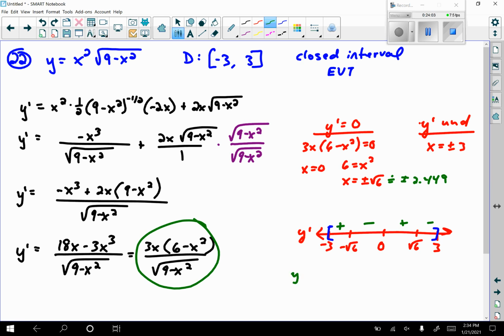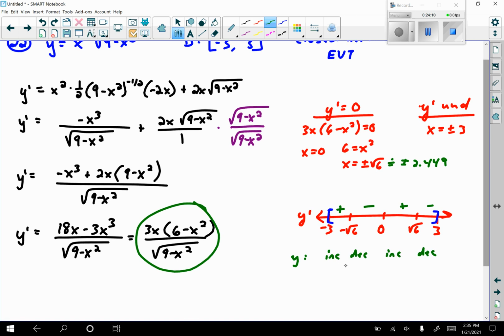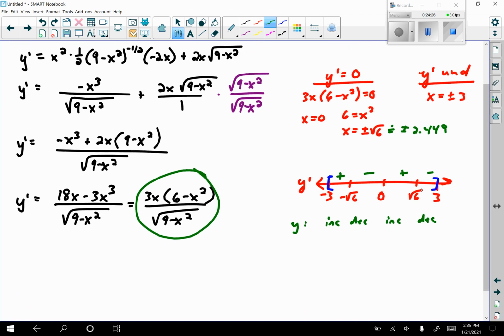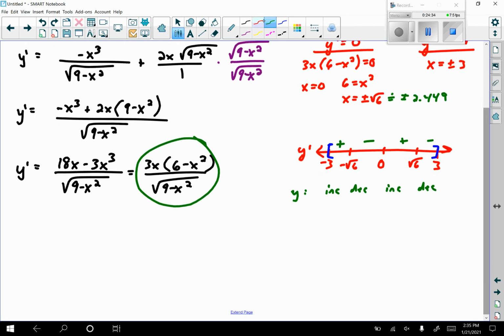So this tells us y is increasing, then decreasing, increasing again, and then decreasing. So we have an absolute max at x equals negative radical 6 and at x equals positive radical 6. And then we have an absolute min at x equals 0. And you'll see that those two values will come out to be the same anyway, so we're going to have two values that would be considered the absolute max. All right, so let's go ahead and find our second derivative. I'm going to use this version of it very carefully. We have low.